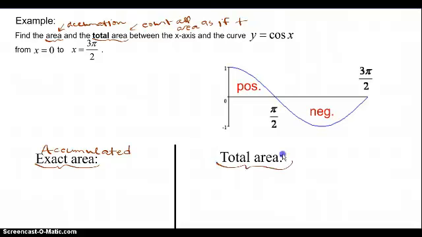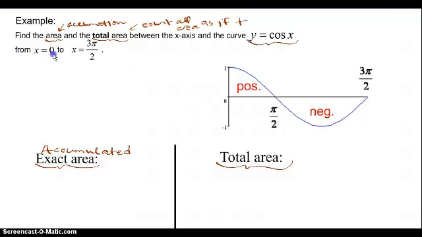So here's our curve. Find the area and total area between the x-axis and the curve y equals cosine of x from x equals 0 to x equals 3 pi over 2. That is words for telling us to evaluate this definite integral from 0 to 3 pi over 2, the area trapped in the plane between this function and the horizontal axis, or in this case, the x-axis.